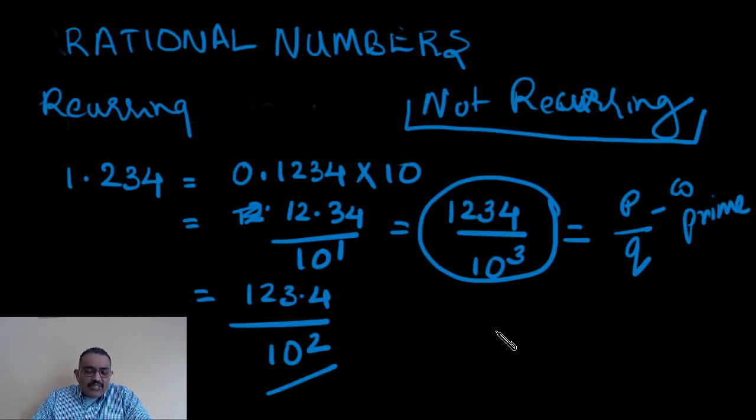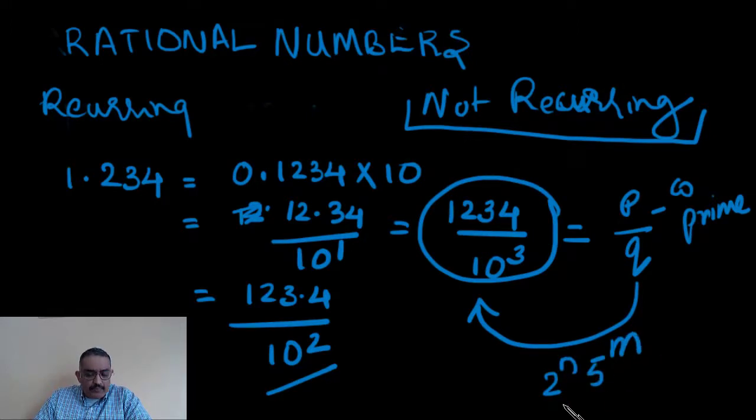So what is the key principle that we learned from here? If we can represent a number with the form p by q, which are co-prime, where q can be in this form, 2 to the power of n, 5 to the power of m, then the decimal point is not going to be recurring. The decimal point will end at some point. But if that is not true, if we can't do that, then this 10 to the power of x is simply not possible in the denominator, and this decimal point will keep recurring.